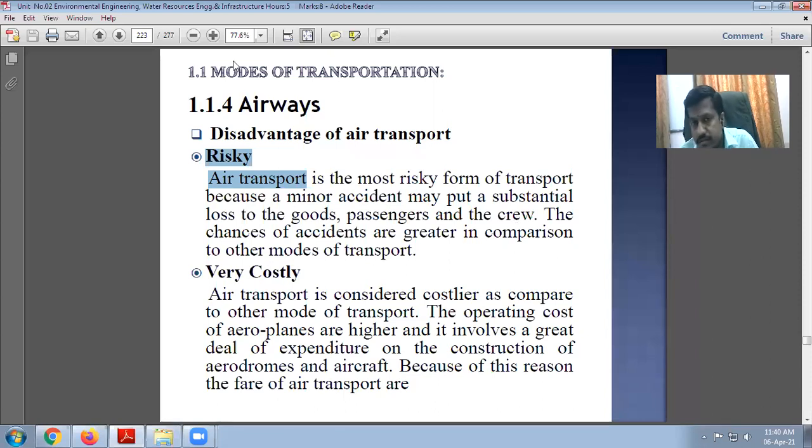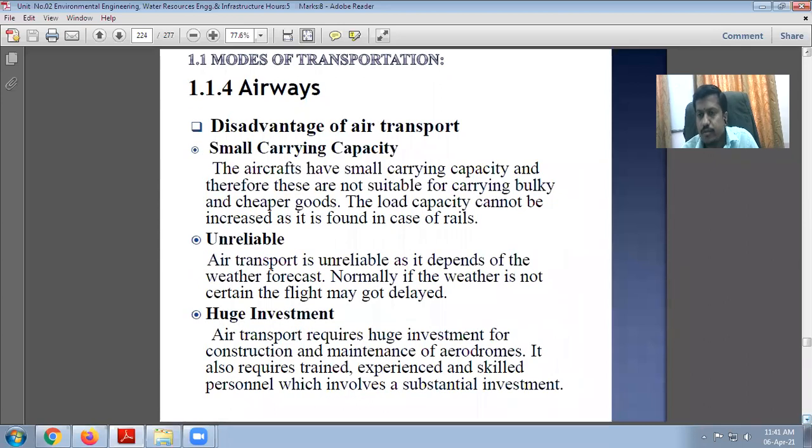Then very costly. Second drawback, as compared with the other modes, this is the costliest mode of transportation. Small carrying capacity. We can't put a load of 1,000 tons on the aircrafts. Aircraft have their own capacity, so small carrying capacity is the biggest drawback. Unreliable. Again, it also depends on the weather forecast.